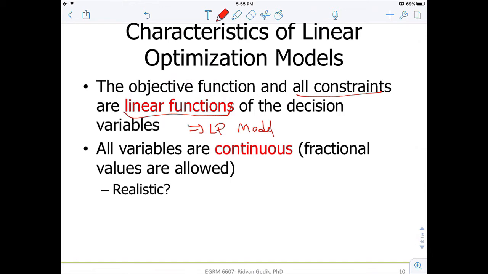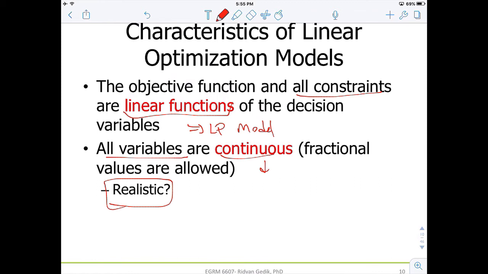Okay, and also if the domains of some of the decision variables are integer, then that wouldn't make it a linear programming model either, because all variables in your linear programming model must be continuous, meaning that fractional values are allowed. So the integer programming model might have some integer values, but in that case that wouldn't make this problem a linear programming model. The question here is: how realistic is this assumption?